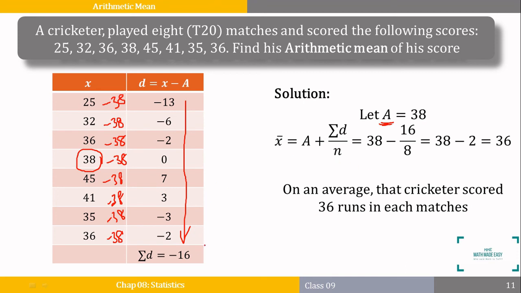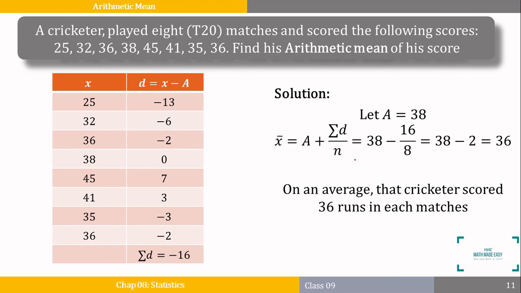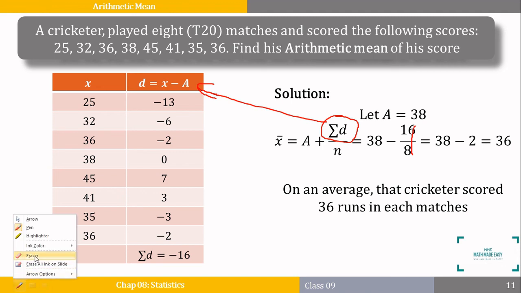So how did this formula come? Maybe in the upcoming videos I will be uploading it. So x bar equals A plus summation d over n, where d is x minus A. So for now the assumed mean value is 38 and summation d is minus 16 over the number of observations, which is 8. So 38 minus 16 divided by 8 gives you 38 minus 2, which in turn gives you 36.